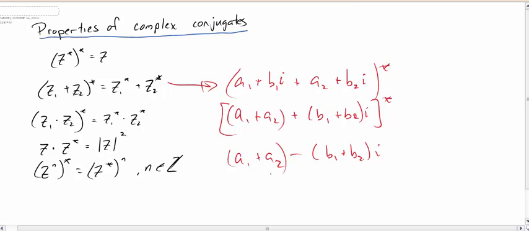Okay, now let's regroup this into the a1 with the b1 and the a2 with the b2. Let's rewrite this as sort of like the original complex numbers. So this is equivalent to a1 minus b1i plus a2 minus b2i, which is z1 conjugate plus z2 conjugate. So that's what these are doing for us. These summarize what we can do with conjugates, and these can be useful to us.